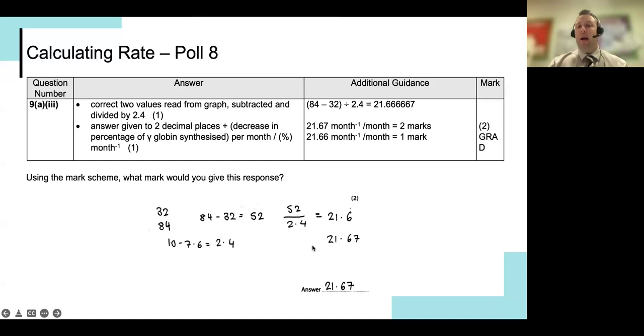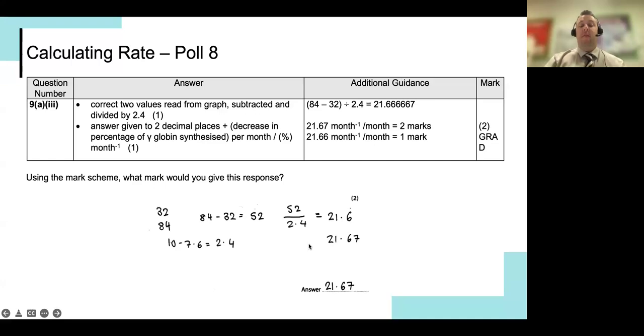So what mark would you give for the response that the student has had? It's obviously out of 2 marks. Would you give 0 marks, 1 mark, or 2 marks? I'll give it 30 seconds for this. Okay, I'm going to finish and share the results.